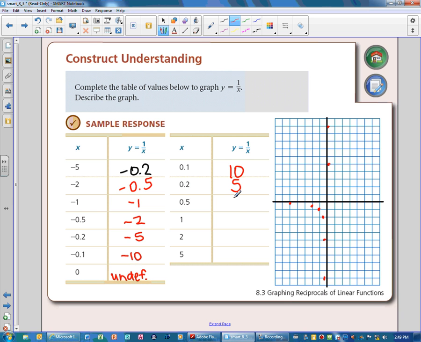There-ish. 0.5 would give me 2. 1 gives me 1. 2 would give me 0.5. And 5 gives me 0.2. Really close. All right. So even on the smartboard, I'm quite challenged, as you know, at drawing graphs, but I'm going to attempt my best to connect my points. So it's a curve, remember, it's not going to be a line.